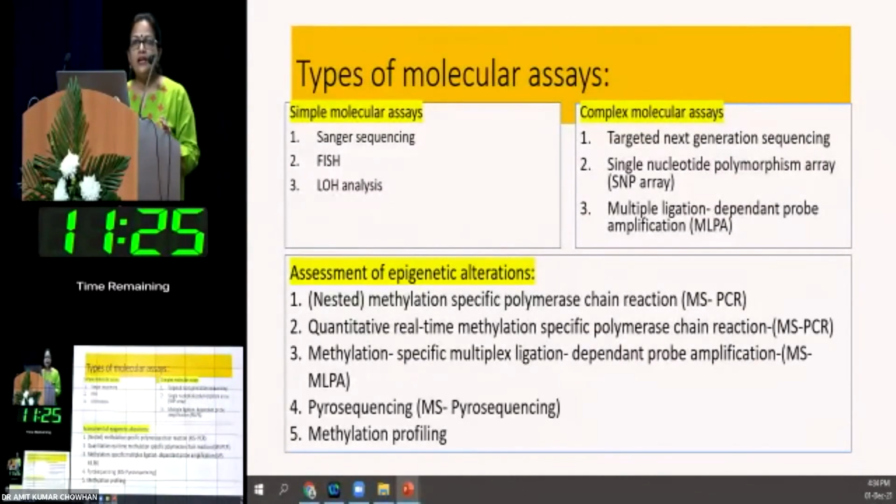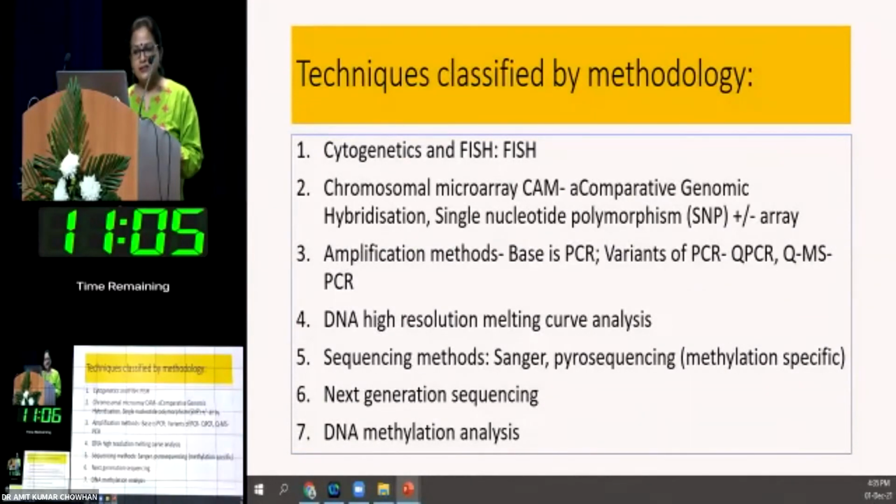So all of these molecular assays can be simple or complex, or they can be specific to the epigenetic alteration we are looking for, most commonly methylation. For methylation, the techniques which are used are methylation-specific PCR or quantitative PCR or MLPA or pyrosequencing or methylation profiling. Based on the method of the techniques used, they can be classified into 7 types. The first is cytogenetics with FISH, chromosomal microarray, which includes comparative genomic hybridization or SNP arrays, amplification methods, all based on PCR, DNA high resolution melting curve analysis, sequencing methods, next generation sequencing, and DNA methylation analysis.